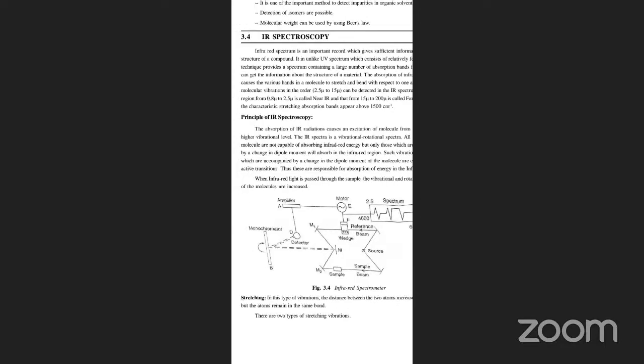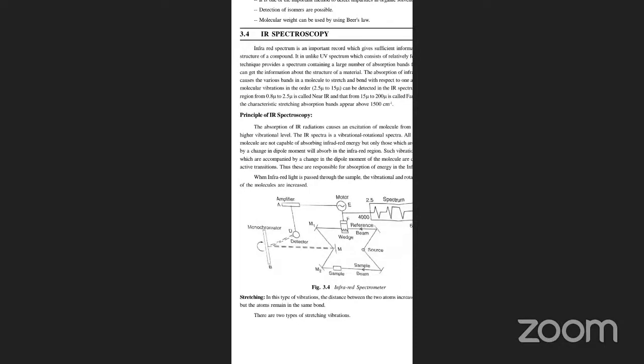Next, the infrared spectrometer: monochromator, amplifier, motor, and spectrum. Stretching: in this type of vibration, the distance between the two atoms increases.